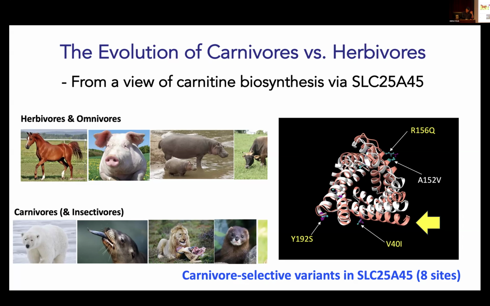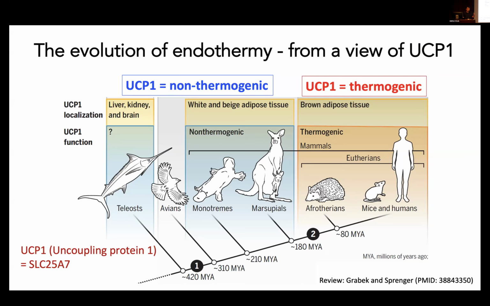But this reminds me of what I told you earlier about UCP1 and the evolution of endothermy, which we've been studying for many years. I told you UCP1 is a mitochondrial carrier, SLC25A7. This molecule is thermogenic only in mammals. It's a proton carrier. The UCP1 gene exists in fish, birds, platypus, marsupials, all kinds. But surprisingly, the structure is similar, yet they're not thermogenic.